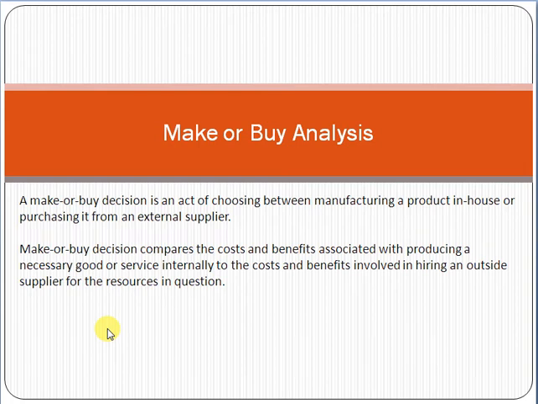Today we'll discuss a topic: make or buy analysis. Friend, this is a very interesting topic with respect to project management. If you are studying project management in university or you are planning to give the PMP exam, from the exam point of view this is a very important topic, because you must see at least 4 to 5 questions in the exam which are directly related to the concept of make or buy analysis.